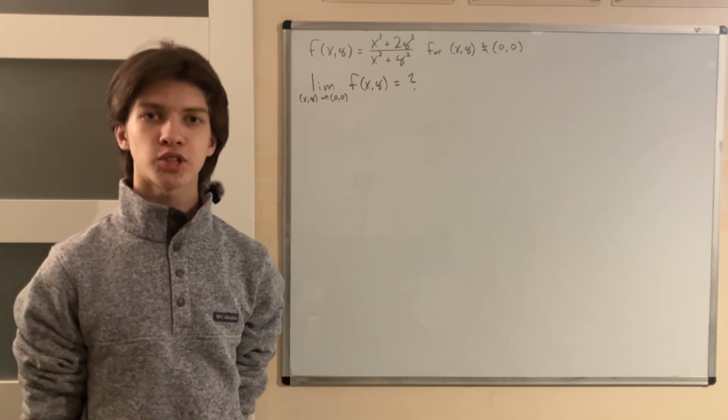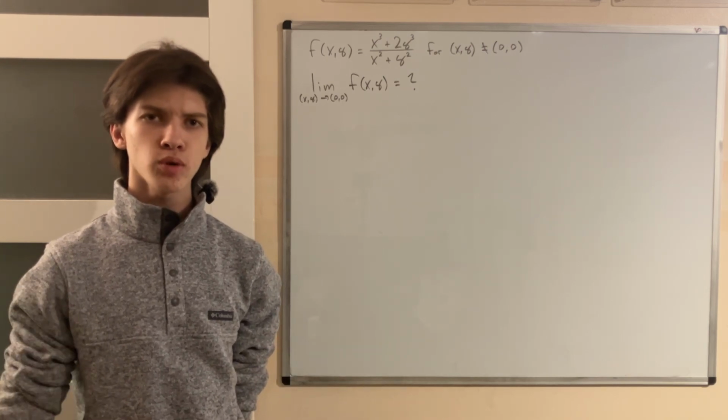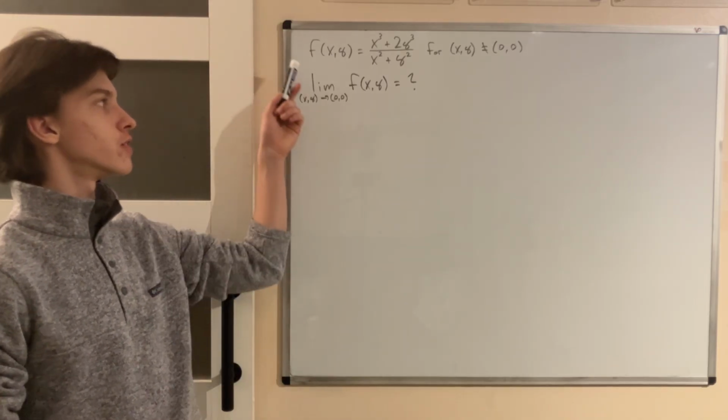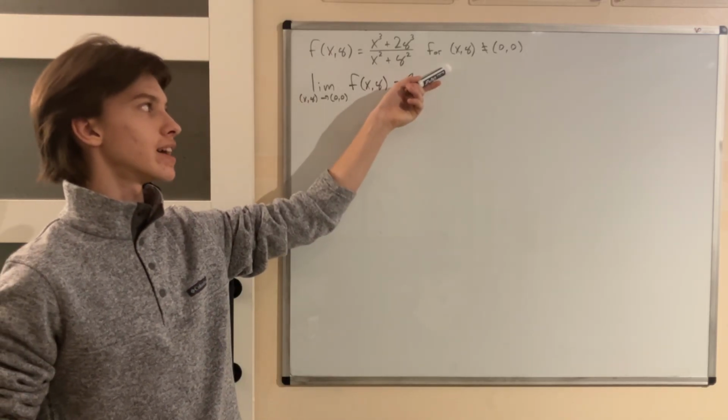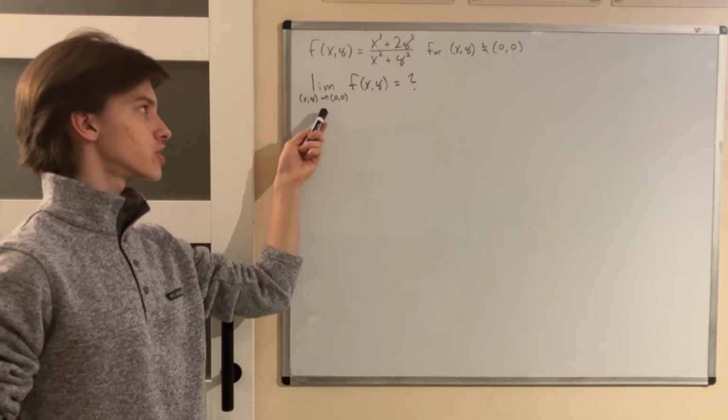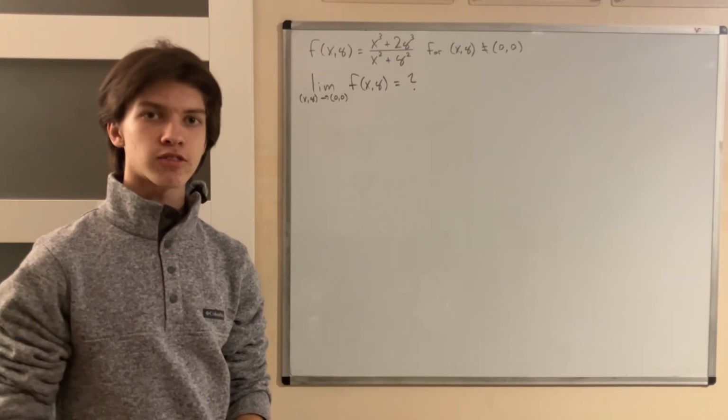Welcome everyone. Today we'll be showing you a very friendly example of a multivariable limit that can be solved with polar coordinates. We're given a function of x and y that is defined for all real x and y besides the origin, and we want to find the limit as (x, y) approaches the origin of this function. Let us get right into it.